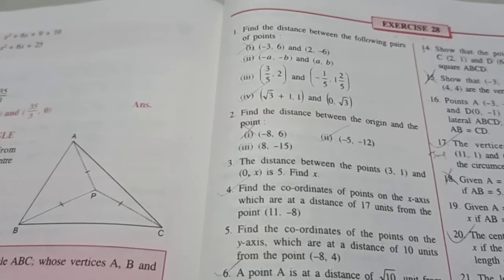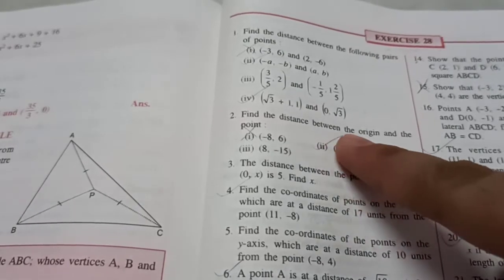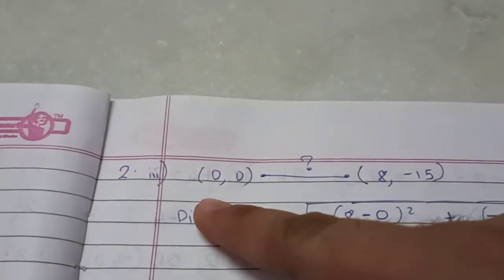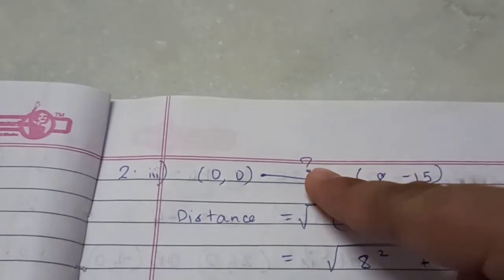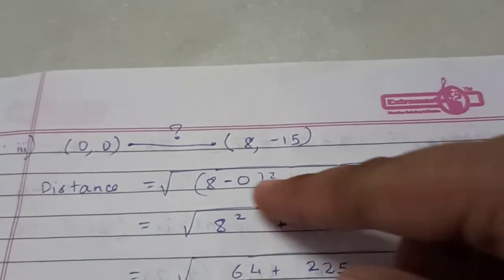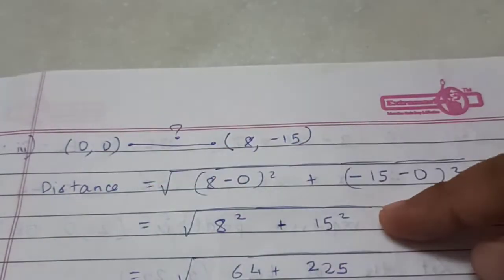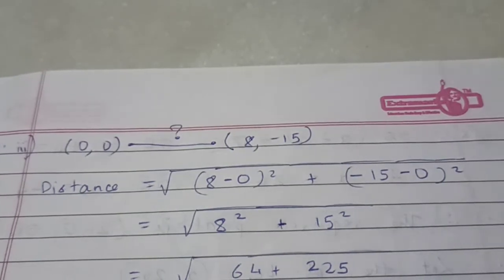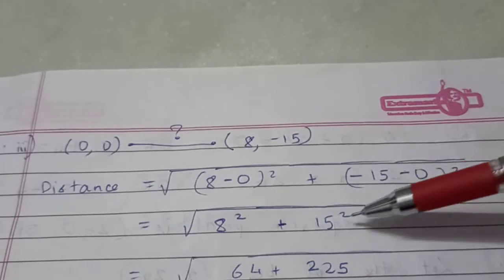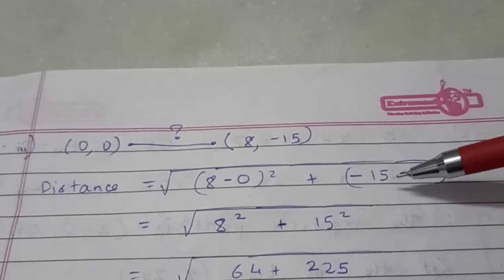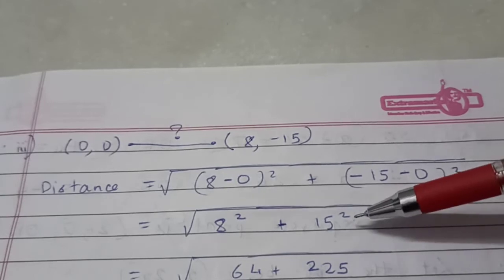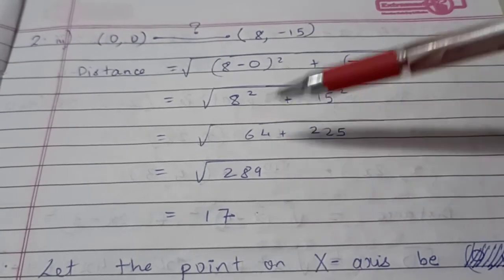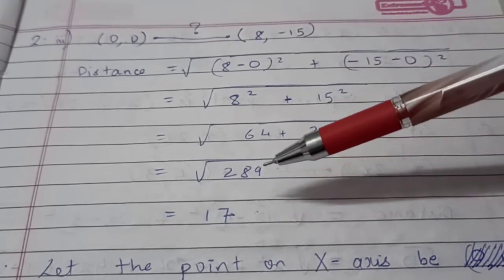Next, 2.1 is cancelled. Let's do 2.2. Find the distance between the origin and this point. Well, when they say origin, we know the coordinates of that. It's 0, 0, and this is the point given. We have to find the distance. The formula is known. So this time I'm going to do 8 minus 0 the whole squared and minus 15 minus 0 the whole squared. So this becomes 8 squared plus actually 15 squared. It's minus 15 squared, but hey, minus 15 squared is nothing but 15 squared, right? So we get the final answer as root 289, that is 17. We should have known this. 8, 15, 17, these are a Pythagorean triplet.